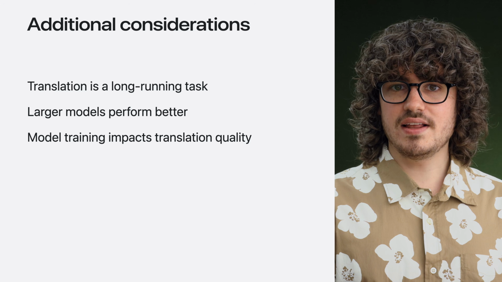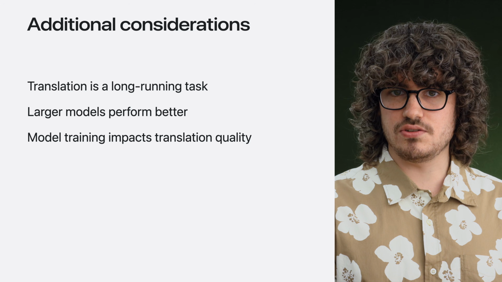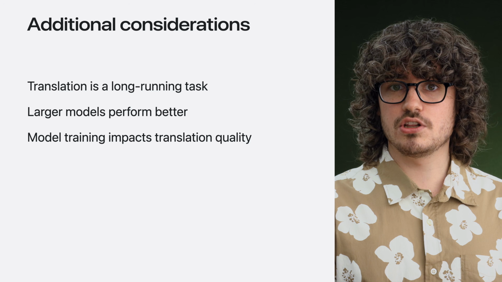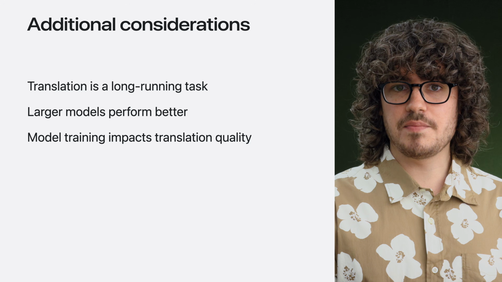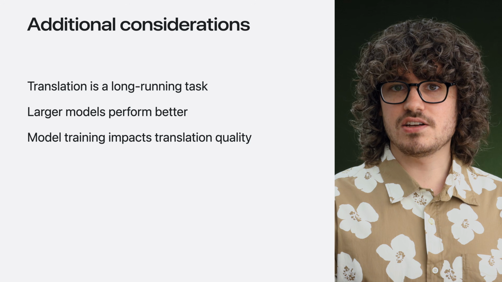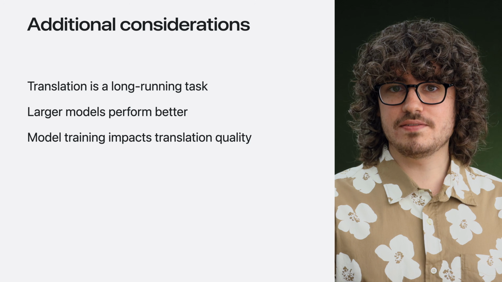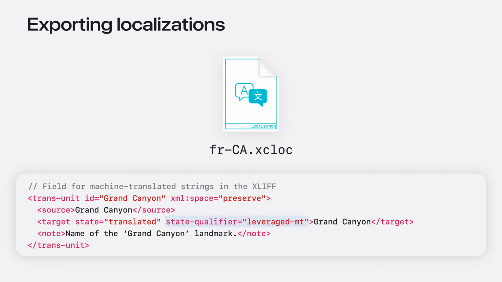It's also important to note that some languages appear less frequently than others in the training data that most models use, which could cause agents to produce lower quality translations for those languages. Some specific models may also perform better or worse at translating certain languages. Consult documentation from model providers for more information on the distribution of languages in their training data. And finally, if you're handling localizations exported from Xcode, you can check for the leveraged MT state qualifier to understand which translations were provided by an agent.